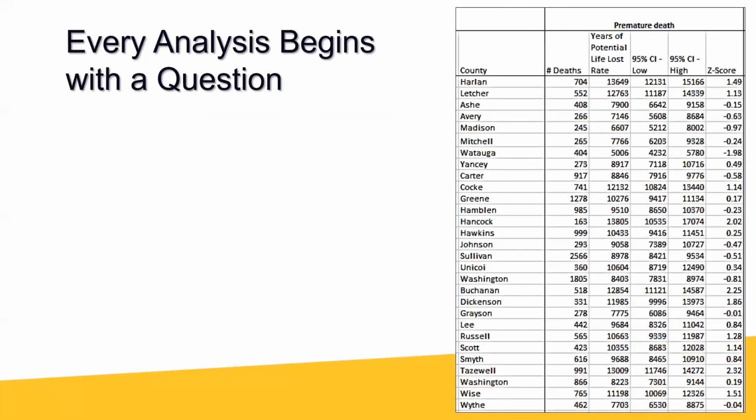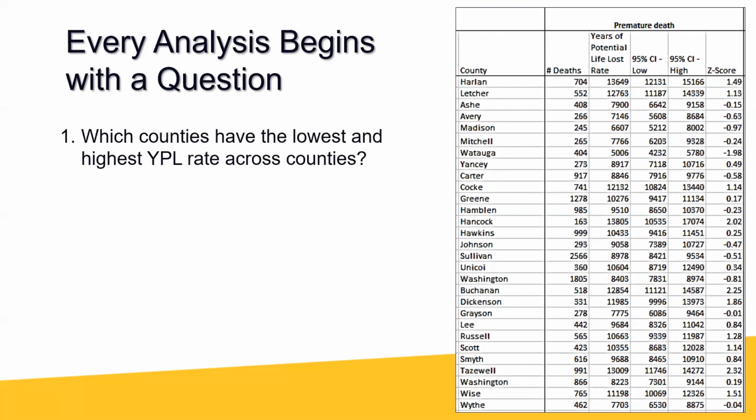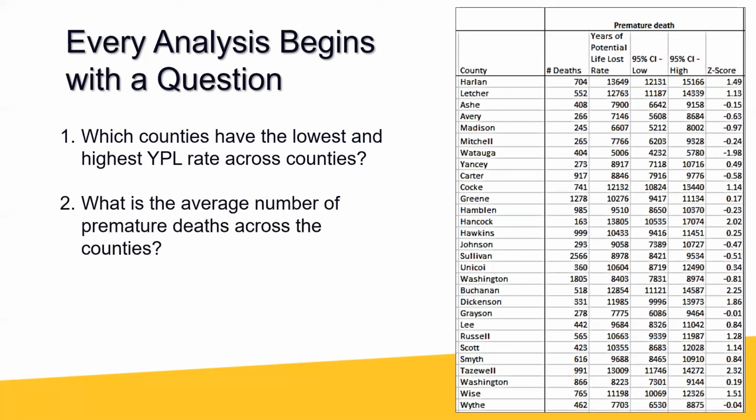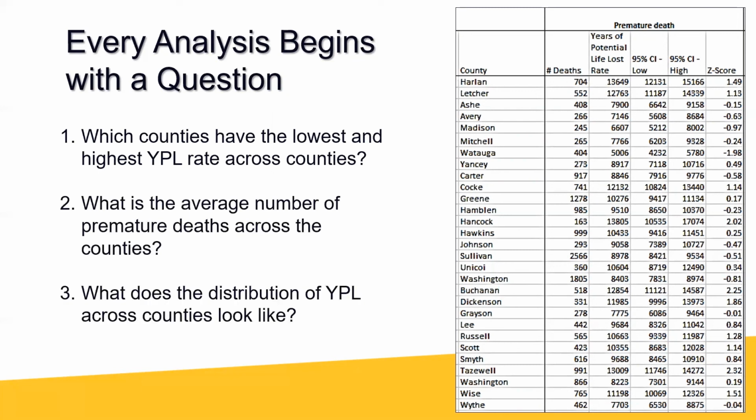When we approach a particular data set, it's important we begin with a question in mind. It's sometimes useful to simply absorb the data, but for any real work to begin, we must first have a question in mind. Some examples of questions associated with this data set may be: which counties have the lowest or highest years of potential life loss, or YPL, rate across the counties? What is the average number of YPL? Or what does the distribution of YPL across the counties look like? These are some basic questions that can help us begin to understand this important health statistic as it relates to the counties in our service region.